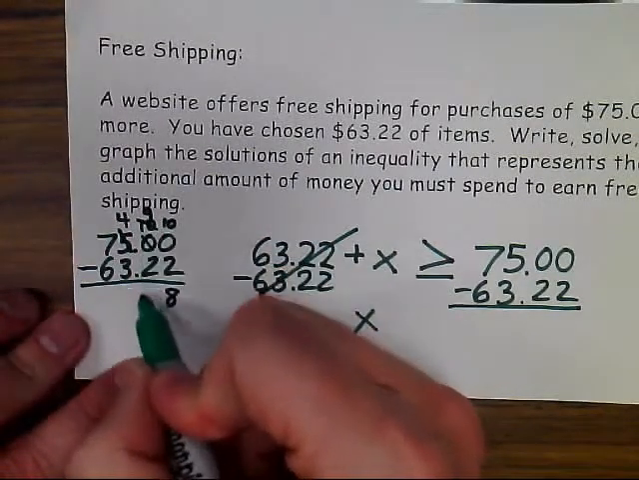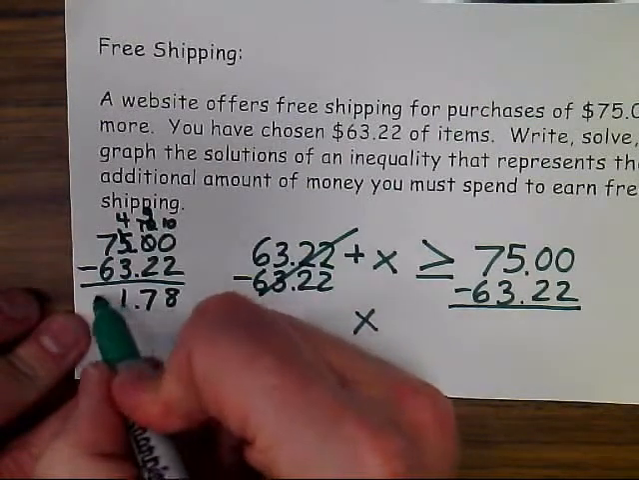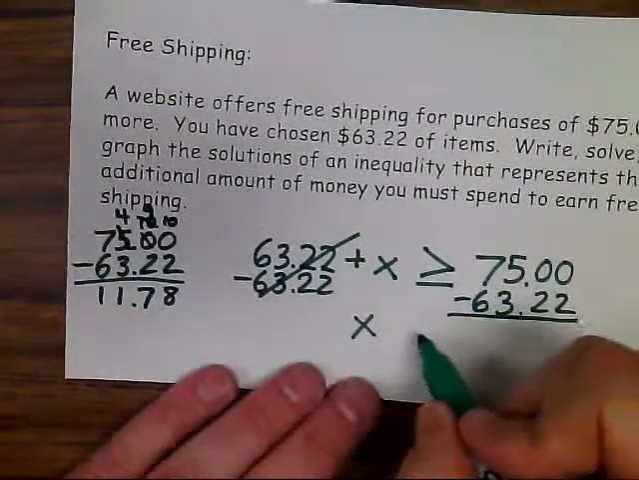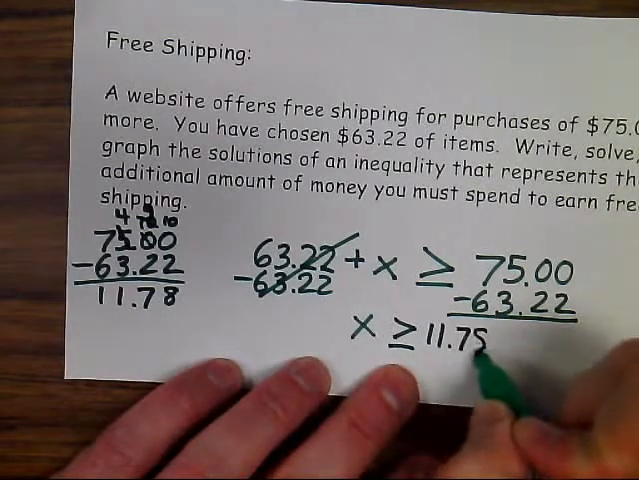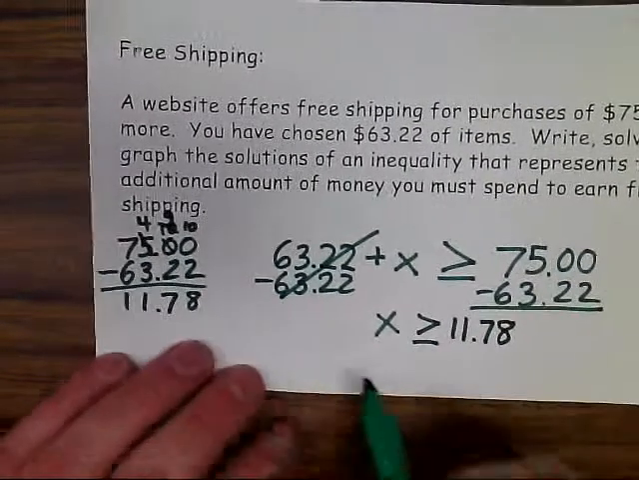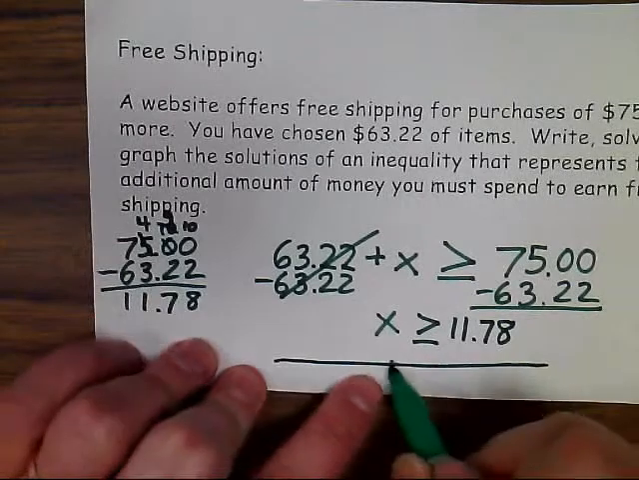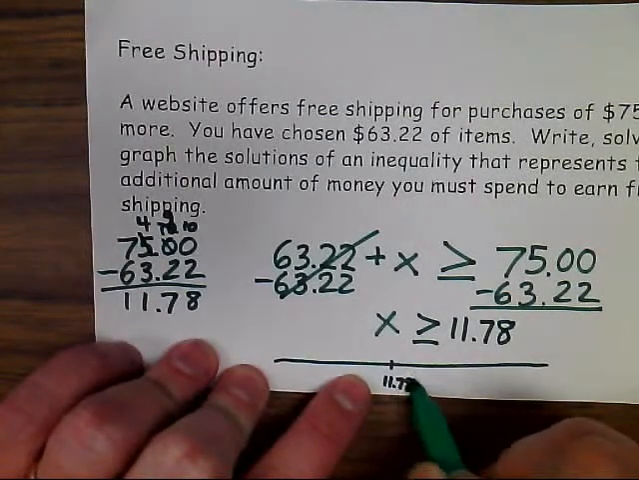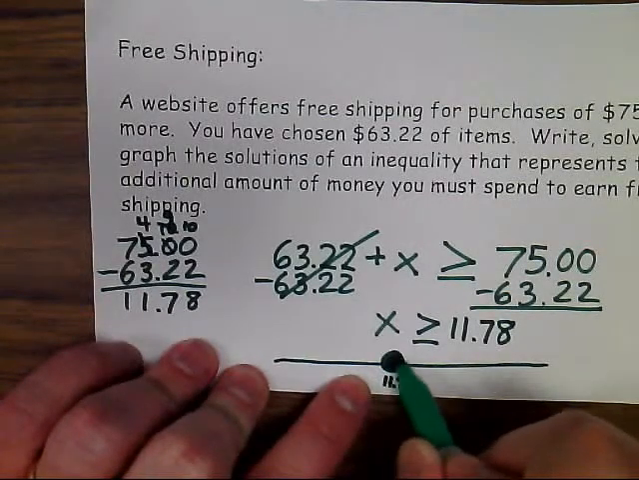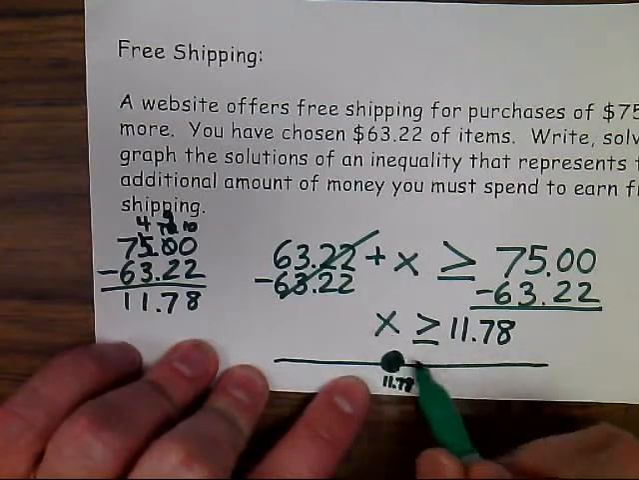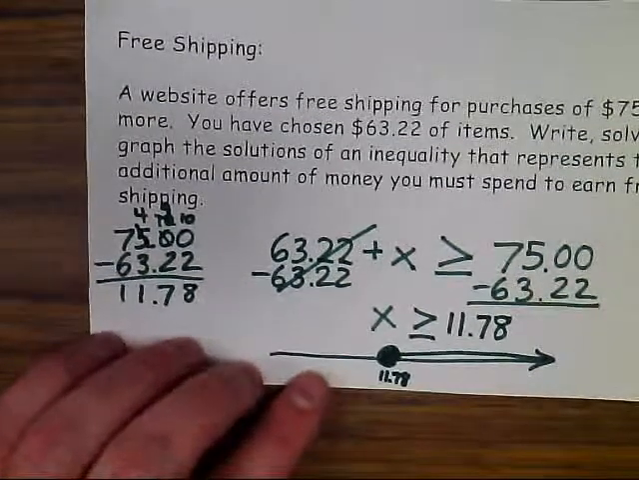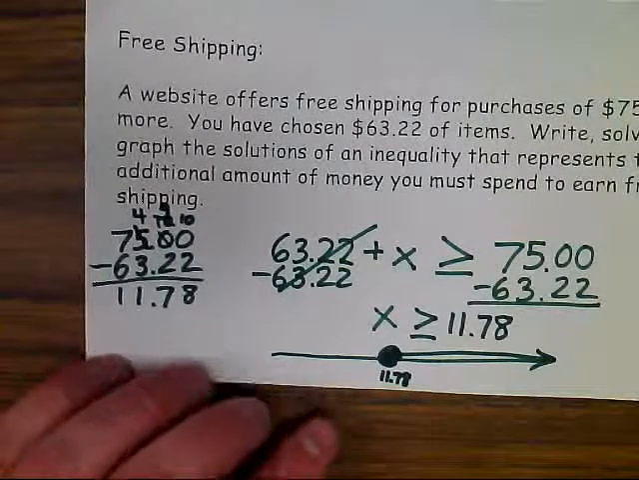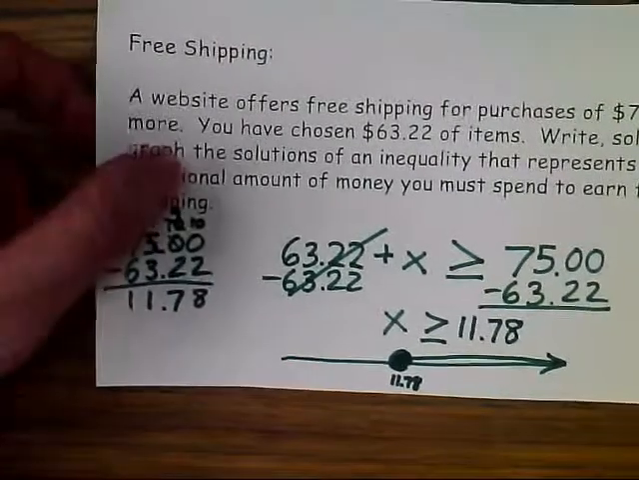And we'll have $11.78. So you must spend more than or equal to $11.78. So if I have my number line where $11.78 is, that would be a shaded in circle. And I could spend more than that. If I spent $12, that would be just fine. If I spent $40, that would be just fine. I would then have the amount that I would need in order to qualify for free shipping.